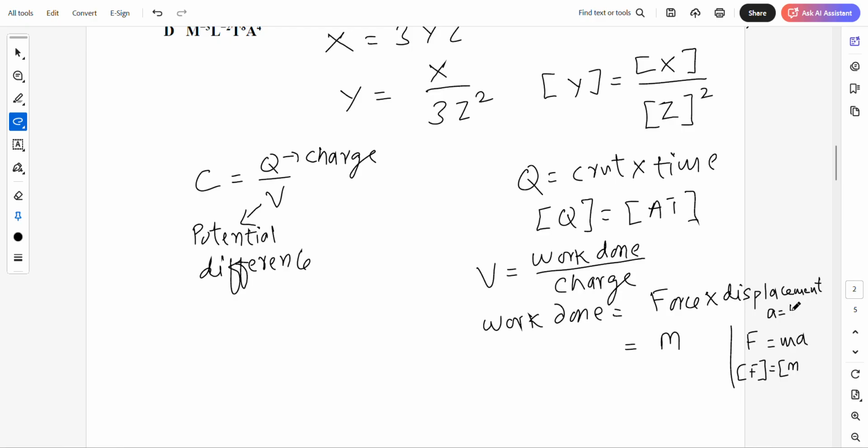What are the dimensions of velocity? L t to the power of minus 1. What is velocity? Distance by time. Acceleration is rate of change of velocity, so I can write L t to the power of minus 2. What are the dimensions of force? M L t to the power of minus 2, into the dimensions of displacement, which is L.